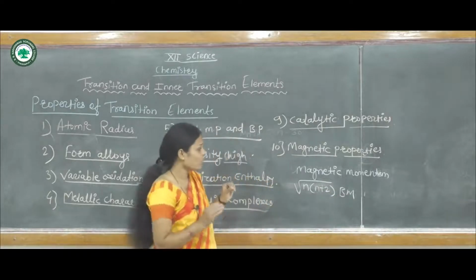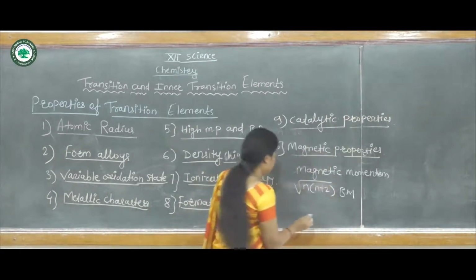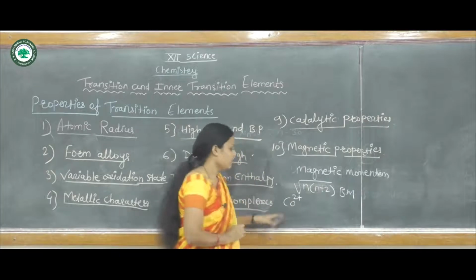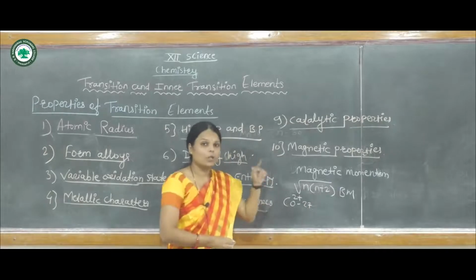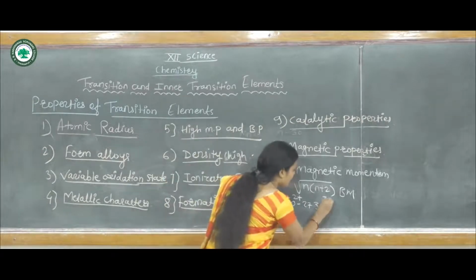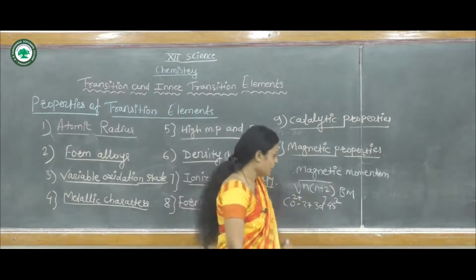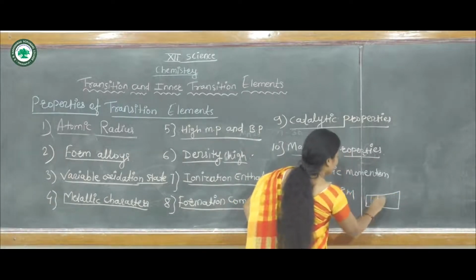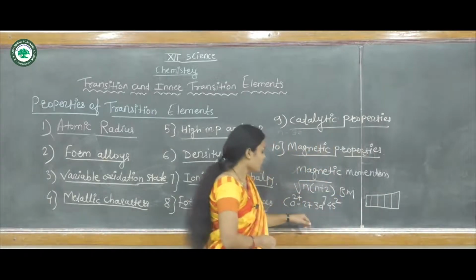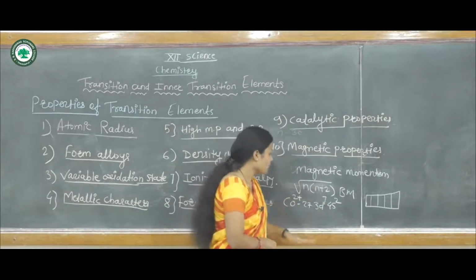For example, we can explain the first example, cobalt 2+. The atomic number of cobalt is 27. Its electronic configuration is 3d7 and 4s2. Then we can calculate the number of unpaired electrons. The d orbital is present in 5 blocks. Here it is 3d7, the number of electrons is 7, and then we can calculate.